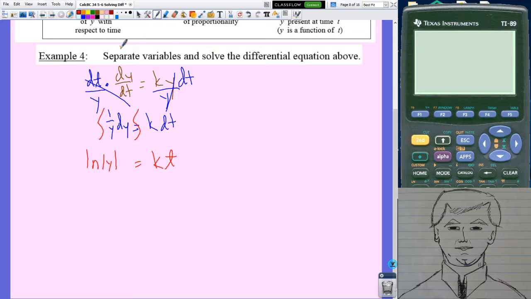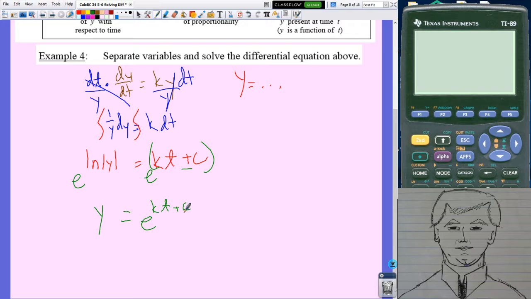Now, let's say I wanted to put this in y equals form. How do I get y by itself if it's ln of y? To get rid of a ln, we e both sides. So e to the ln of y is just going to be y. Oh, remember there's a plus c. My bad, I'm going to put the plus c over here. So you're e-ing this entire thing in the exponent. So I say y equals e to the kt plus c.